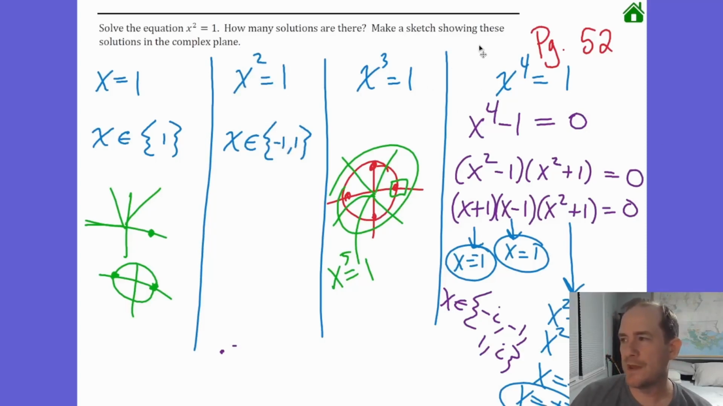Alright, I skipped over x cubed because that was a complicated one, but to solve x to the fourth, you subtract the 1 from both sides, and then you factor it like a difference of squares. You get x squared minus 1, which factors again to x plus 1, x minus 1. And those two factors give us our two real solutions, negative 1 and positive 1. But x squared plus 1 is a quadratic factor that's going to give us two complex solutions.